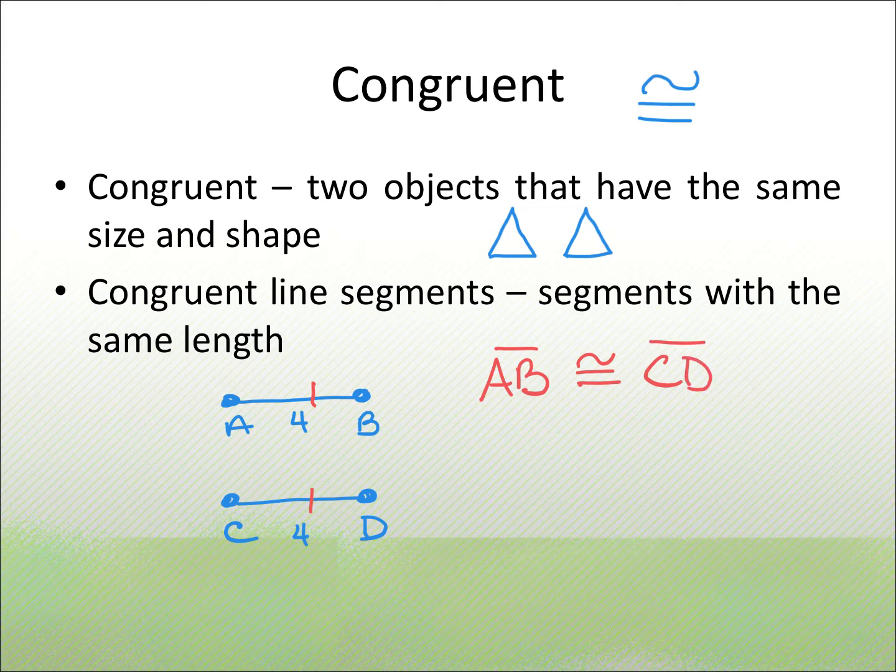Yes? What does the 4 mean? Just that it has a length of 4. I just picked a random number. So as soon as you see that they both have the same length, the same numbers on it, then you know that they're the same size. This statement is read as AB is congruent to CD. That's how you would read that statement. So again, the little red dashes here are called congruency marks or tick marks.